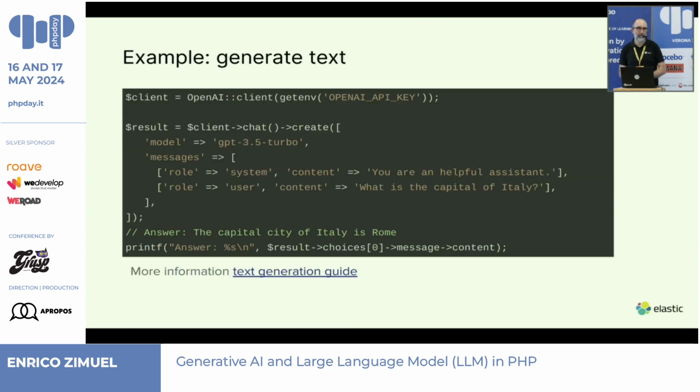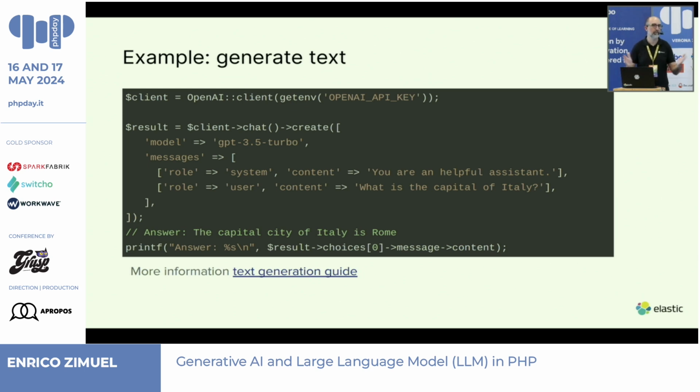Example, how we can generate a text using this API. We just create an instance of the client. Of course, we need an API key because you have to pay for using this model. You can create inside the chat function. You have to specify the model that you want to use. This is GPT 3.5 Turbo that is right now quite good in many use cases, very cheap. But now you have possibility to use GPT-4, GPT-4o that are quite expensive, I would say, if you double check the price.